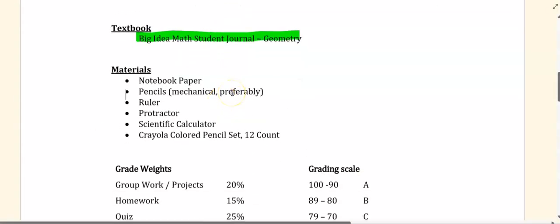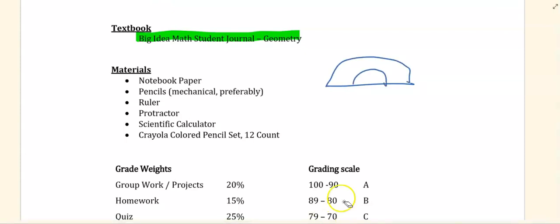What you'll need is notebook paper and pencils. I prefer mechanical pencils because they're more practical, but I'm not going to make an issue of that. You're going to need a ruler. That's not optional, because we're going to be measuring and drawing lines. Same thing with a protractor. If you're wondering what a protractor is, because sometimes I get them confused too, it's the one that looks like this. That's the one you need.